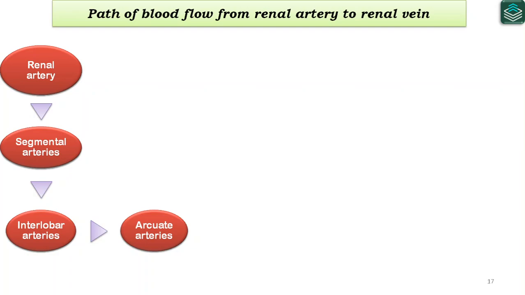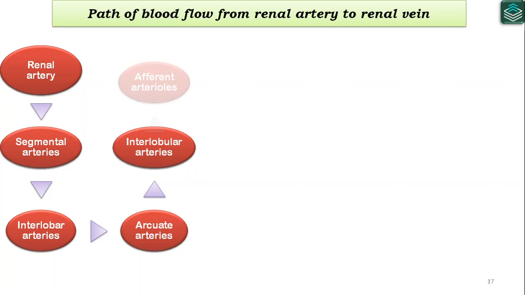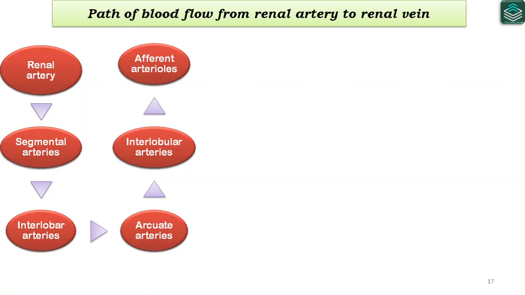At the base of the renal pyramids, these interlobar arteries arc between the renal medulla and cortex. Here they are known as arcuate arteries. Divisions of these arcuate arteries produce a series of interlobular arteries. Interlobular arteries enter the renal cortex and give off branches called afferent arterioles.